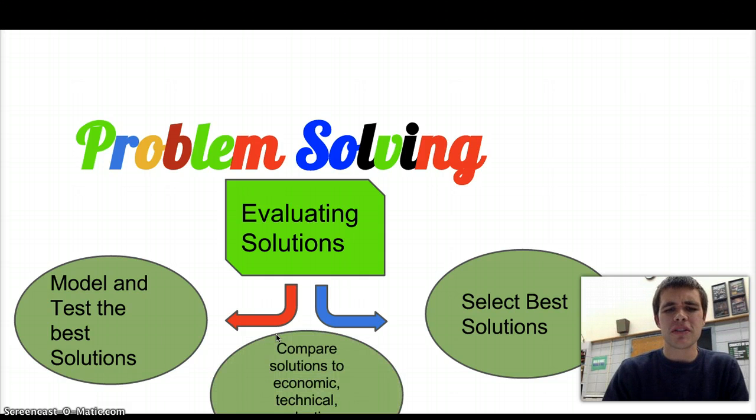And then compare solutions to economic, technical, production, and all these different constraints. Because if you don't have enough money to build your model or to solve the problem, you should probably find a different solution. Or if there's nobody that can produce the item you want to use, then you can't use it. So there are some constraints that you have to use.